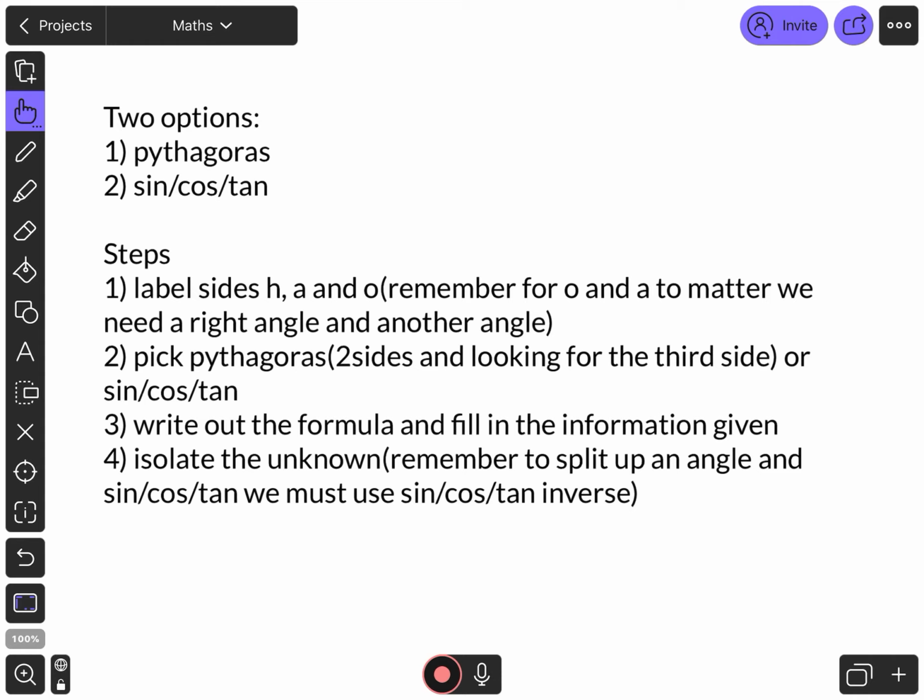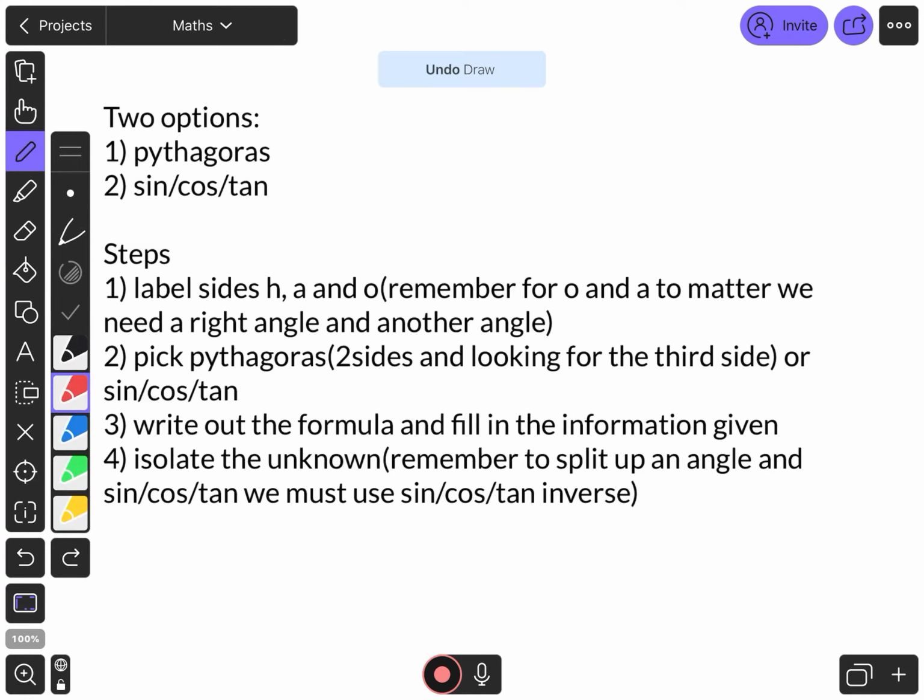So the steps for using both of these: the first thing we need to do is make sure we label H, A and O. They're the different sides, remembering that H is the largest side, it's the side opposite 90 degrees. A and O then don't matter unless we've been given another angle. So we'll look at that in a second. If we're given another angle, O represents opposite, and A is adjacent, it just runs alongside the two angles, so the right angle and the other angle.